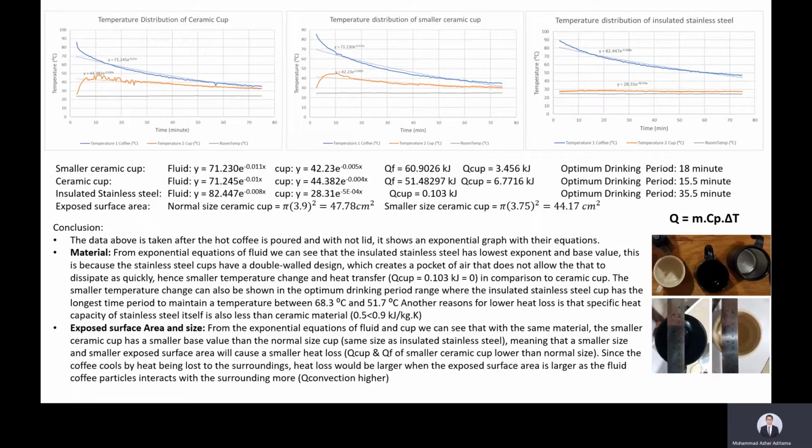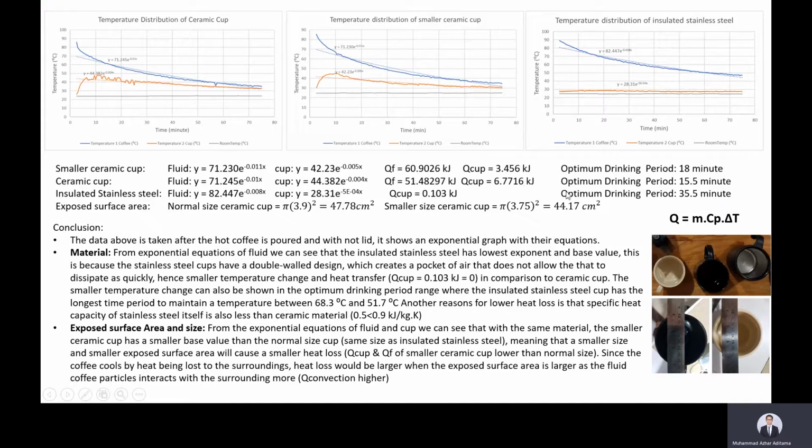The small heat loss or heat transfer can also be shown from the optimum drinking period. As you can see, the optimum drinking period where the cup maintains a temperature of 60 plus or minus 8.3 degrees is 35.5 minutes, which is way longer than the ceramic cups, which shows that the heat loss is significantly small in comparison to ceramic cups.